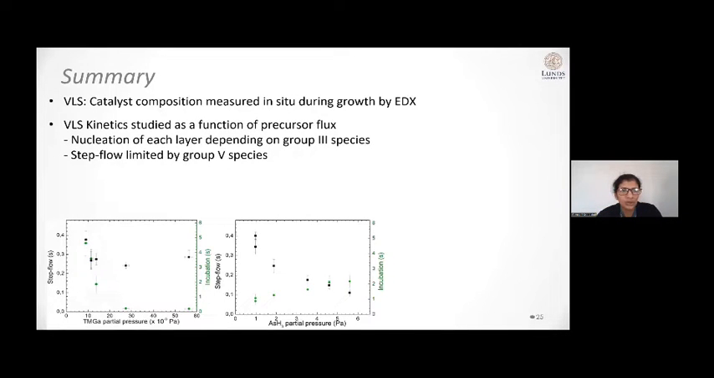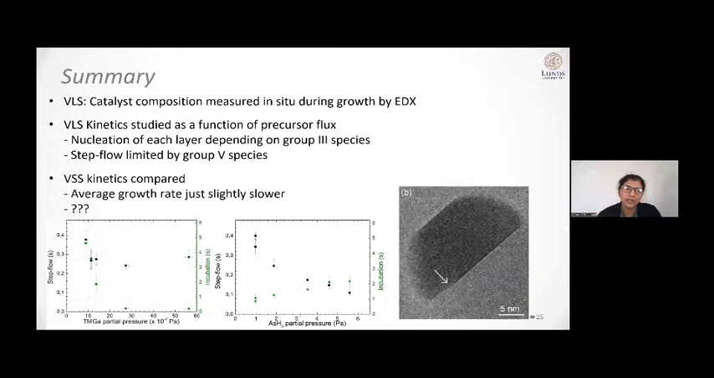And I showed you a little bit about the VLS kinetics and showed how gallium and arsenic, or the group 3 and group 5 precursors, control different aspects of the nanowire growth. I also showed you vapor solid solid kinetics, and showed that the growth rate is not much slower than in the vapor liquid solid case.